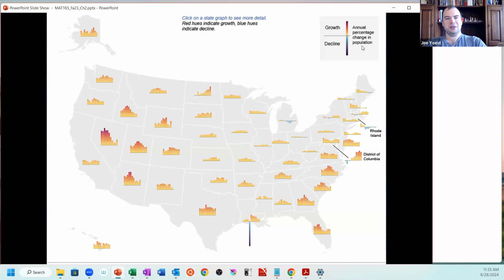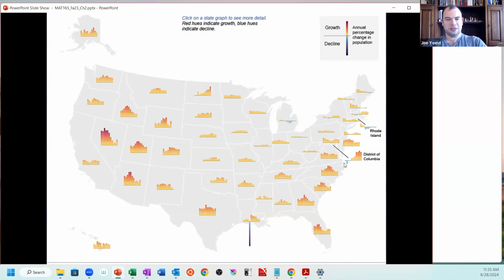Annual percentage change in population: the more red we are, the higher the growth, and the more dark blue we are, the greater the decline. So light blue declined a little bit, dark blue declined a lot, yellow grew a little bit, dark red grew a lot. Just glancing over it, I can glean a lot of understanding in a very short period of time because of this combination of bar charts along with this color coding.